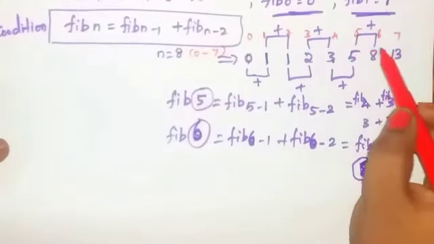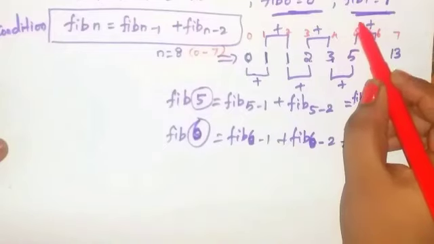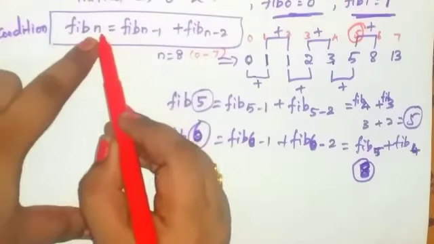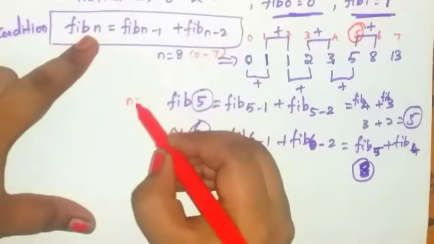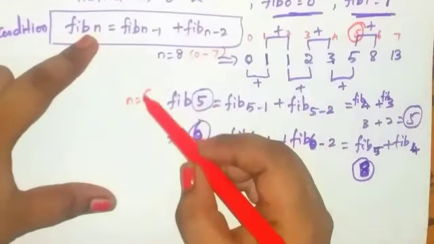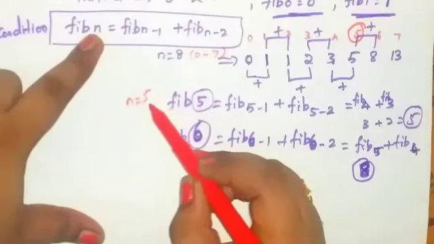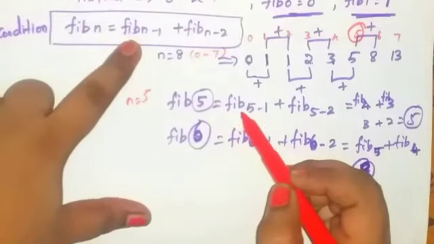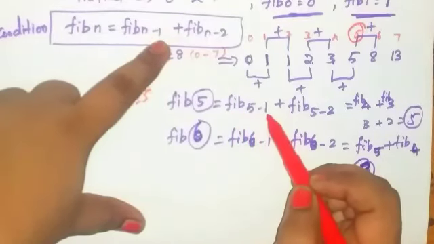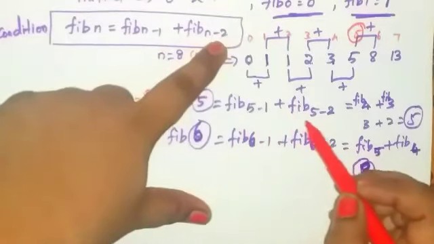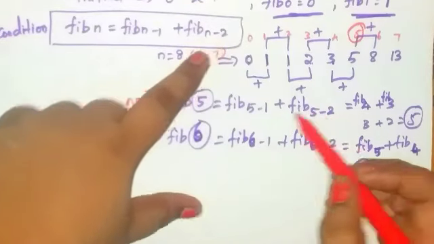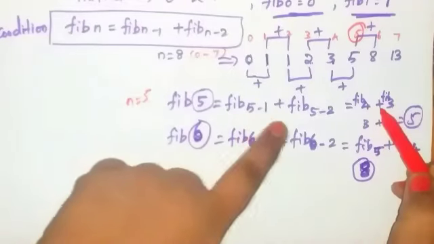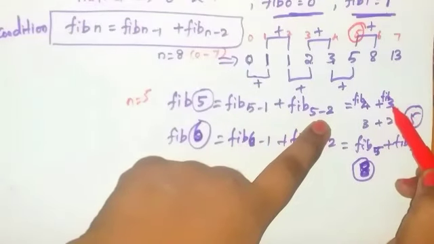Suppose you want to calculate the element at the 5th position. How will you write it? Fib(n), where n means the position. Here n is equal to 5. So Fib(5) is equal to Fib(n minus 1), which is 5 minus 1, plus Fib(n minus 2), which is 5 minus 2. So Fib(5 minus 1) means Fib(4) plus Fib(5 minus 2), Fib(3).